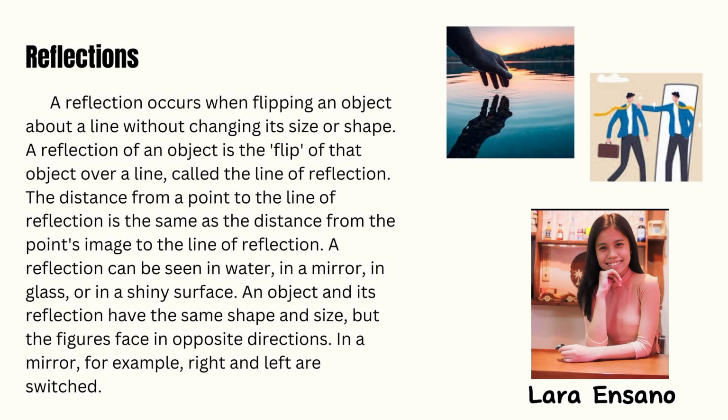First, let's say for example, you will draw here. And also here. Ayan. So the distance from the point to the line of reflection is the same as the distance from the point's image to the line. So meaning magkakaroon ng imaginary line dito. Pareho sila ng distance sa isa't isa and pareho din sila ng point's image dito sa line na create natin.